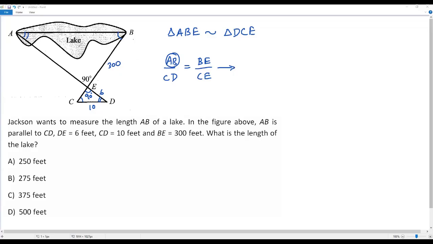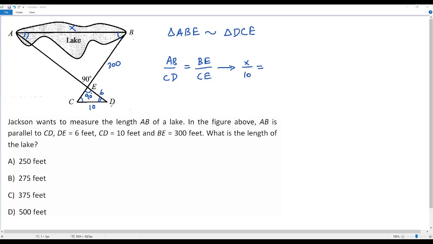So for AB, I do not know the length. Let me assume X as the length of the side AB. So we can plug in X for AB. Actually, our aim is to find the value of X, which represents the length of the lake, that is AB. And what is the length of CD? That is given in the question itself, that is 10.